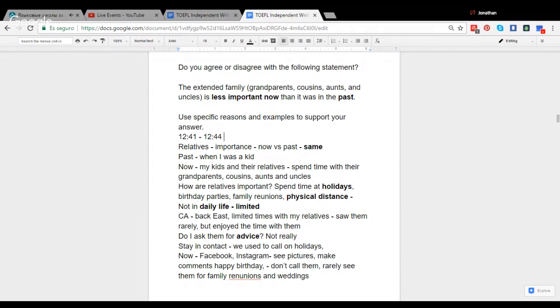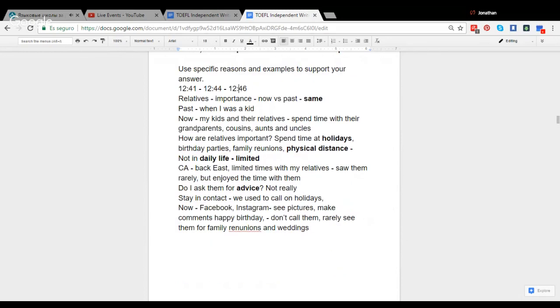Okay, I've got 12:46. So I did 5 minutes. I have basically my ideas, and I would say, well, in conclusion, in my experience, it's basically stayed the same. There hasn't been too much of a difference between past and now. And I would say, yeah, my kids still just interact with their grandparents. It's still kind of limited.